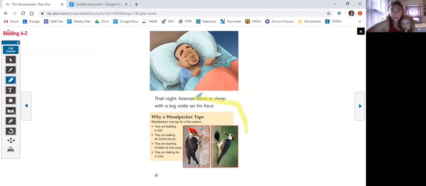I also want you to read the why a woodpecker taps part. So I want you to read the information on the bottom of the page about why a woodpecker pecks at the wood. Pause your video and do that now.